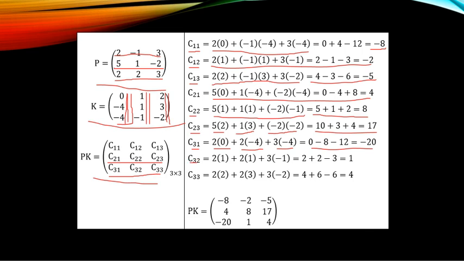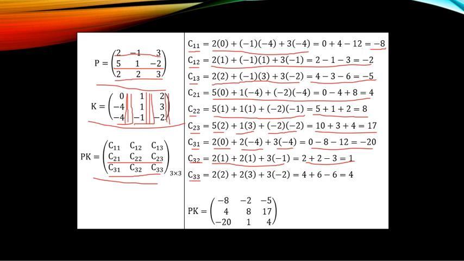C32 means the third row of the same matrix P times the second column of matrix K. Element by element, you have 2 times 1, 2 times 1 again, then 3 times -1. When you simplify, you have 1.